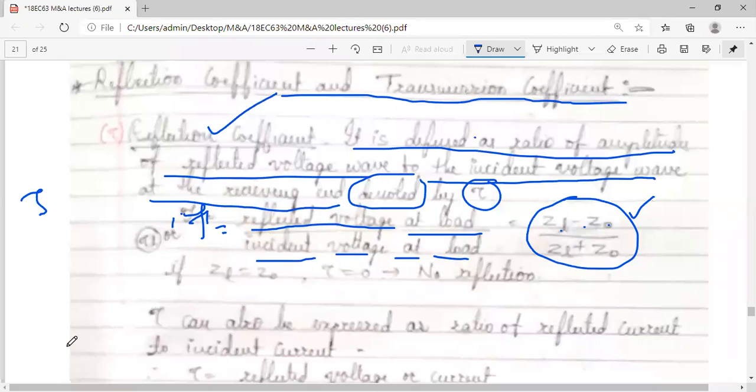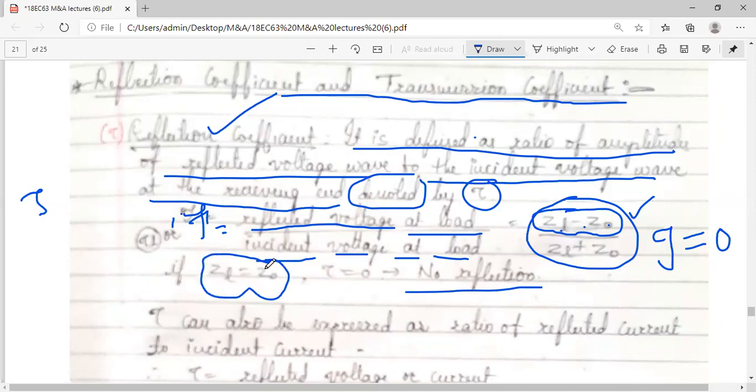I told you about the perfectly matched condition. What will happen if you take ZL equal to Z0? If both become equal, ZL minus ZL or Z0 minus Z0, tau will become 0. So there is no reflection coefficient, there are no reflections. That's what I said. What is the perfectly matched condition in order to have no reflections? Your ZL, the load value, should be equal to the characteristic impedance. So whenever you choose your load, it should be equal to the characteristic impedance of the line.